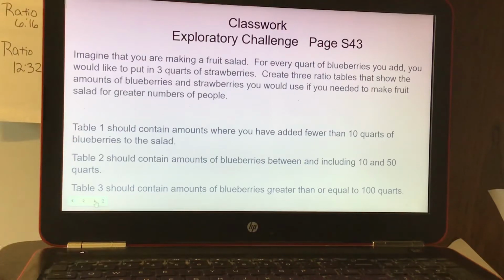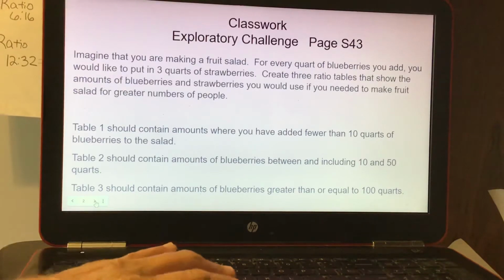So table 1 should contain amounts where you have added fewer than 10 quarts of blueberries to the salad. Table 2 should contain amounts of blueberries between and including 10 and 50 quarts. And table 3 should contain amounts of blueberries greater than or equal to 100 quarts.